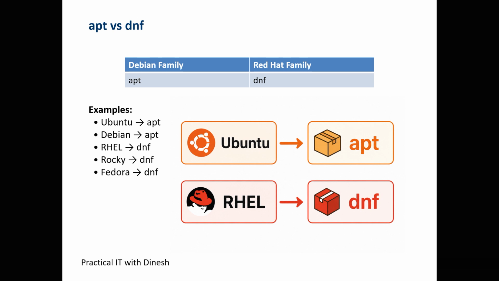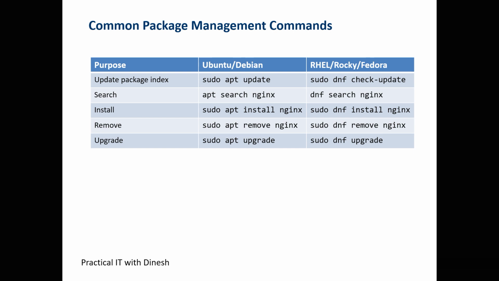Different Linux distributions use different package managers. Ubuntu and Debian use apt; RHEL, Rocky Linux, Alma Linux, and Fedora use DNF. Although the commands look different, the purpose is exactly the same: installing and managing software. Fortunately, you only need to remember a handful of commands.